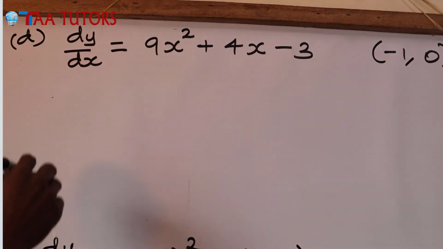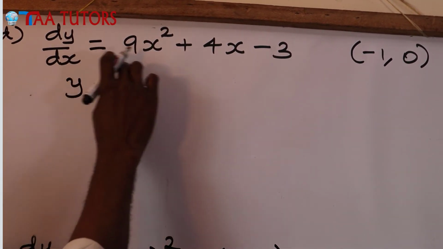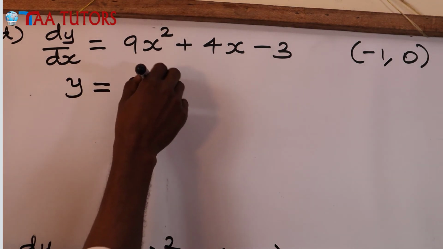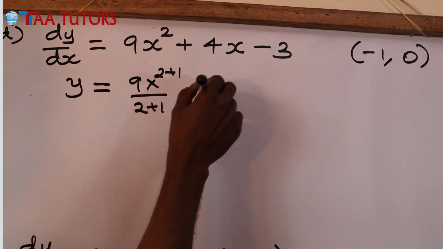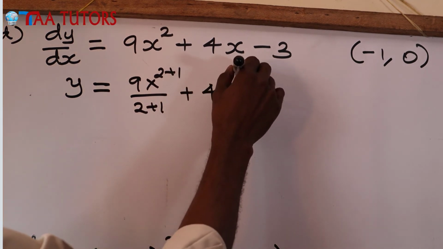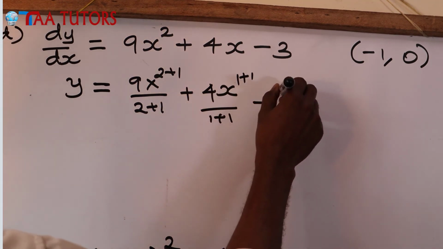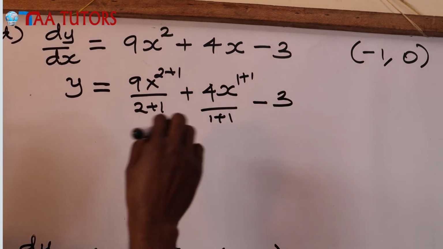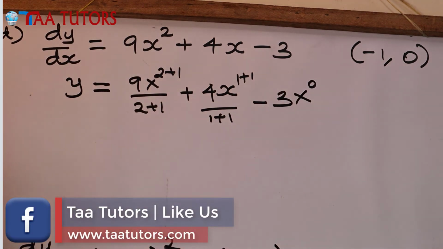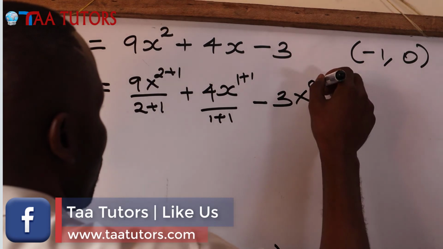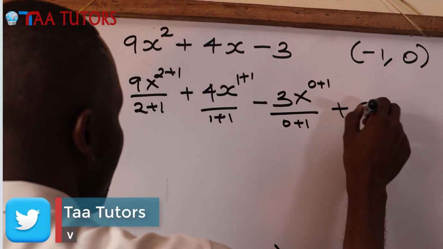So let us move forward. We know that if dy dx is 9x squared plus 4x minus 3, then y will therefore be, 2 plus 1 here, plus 4x, and 4x is the same as x to the power 1. We add 1, then 1 plus 1, minus 3. We know that a constant must be times x power 0, plus 1 over 0 plus 1, then plus c.